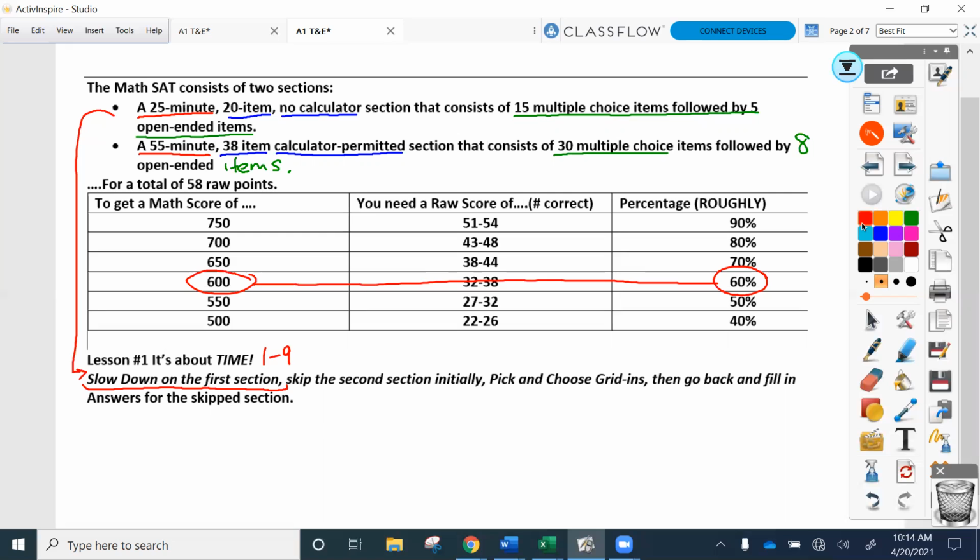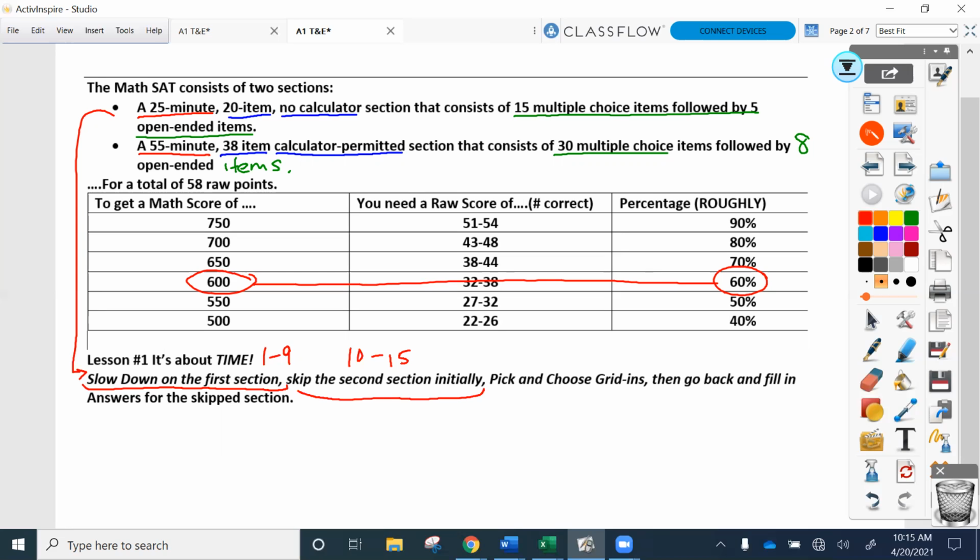And then, believe it or not, I'm going to counsel you to skip the second section entirely initially. Let's say that's numbers 10 through 15. Remember, there's 15 multiple choice items. The exam goes from easiest to hardest, so number 15 on the multiple choice section is one of the harder questions. But if you spend most of your time on 1 through 9, you've almost already gotten half the test correct. You're already at 50%. So we're going to skip the second section entirely.